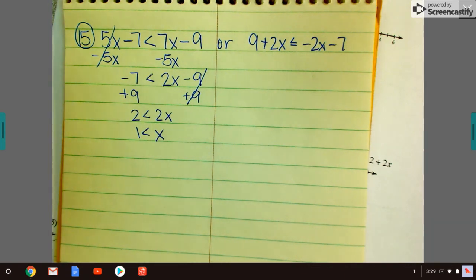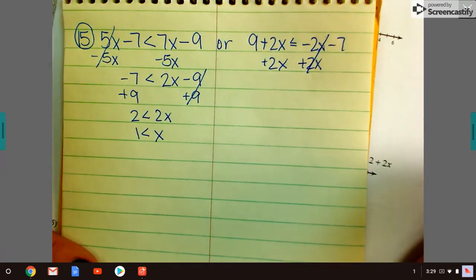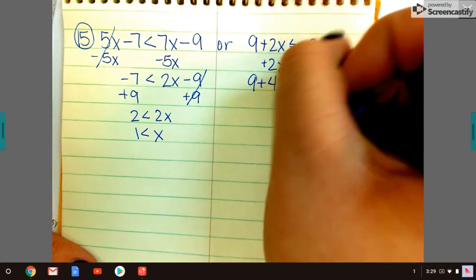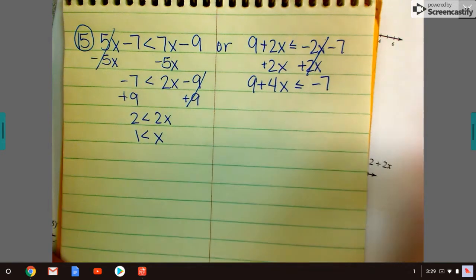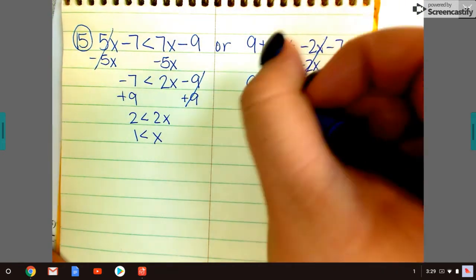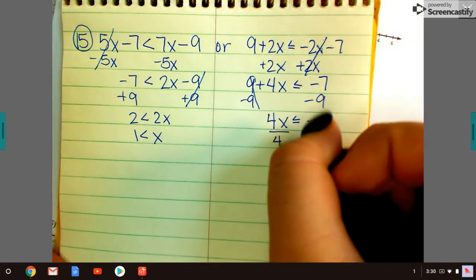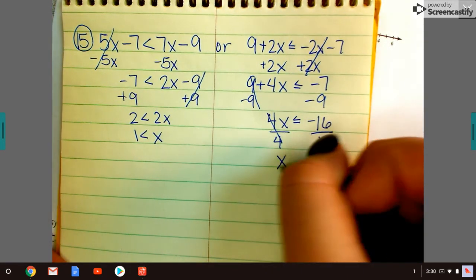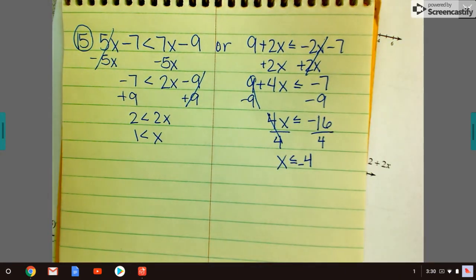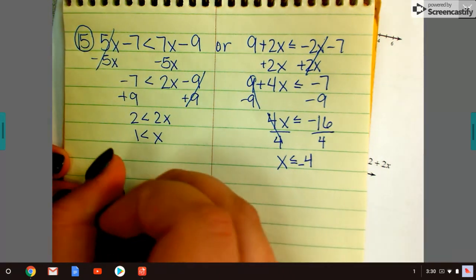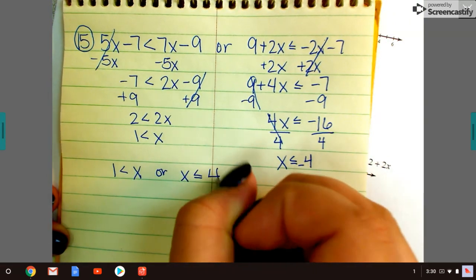On the other inequality, let's add 2x to both sides. So I've got 9 plus 4x less than or equal to negative 7. And a normal two-step equation, so subtract 9 from both sides, or x is less than or equal to negative 16. Divide both sides by 4. We've got x is less than or equal to negative 4. So I've got two pieces here now. I've got 1 is less than x, or x is less than or equal to negative 4.